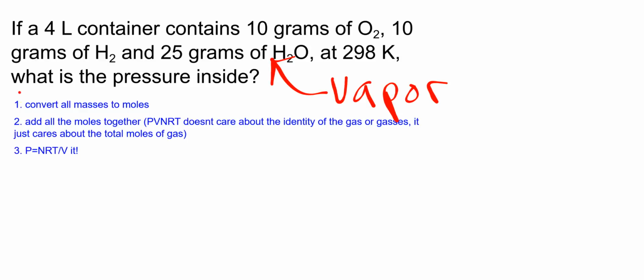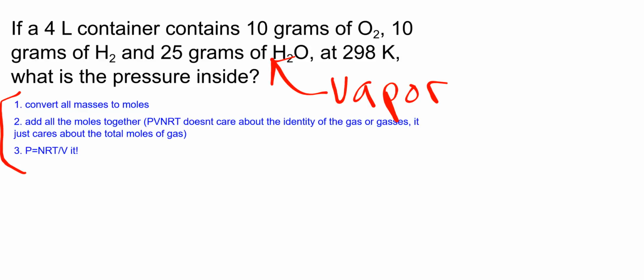The steps are to first convert all of your masses to moles. So we did that in the last step. We essentially just divide them by their molar masses. Number two, you add all the moles together. And then in parentheses is like what I said: PIVNERT doesn't care about the identity of the gas or gases. It just cares about the total moles of gas in the container. So we can do whatever we feel like. We'll just add them all together. And number three, we'll solve for pressure by using PIVNERT.